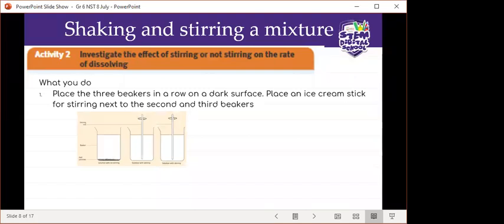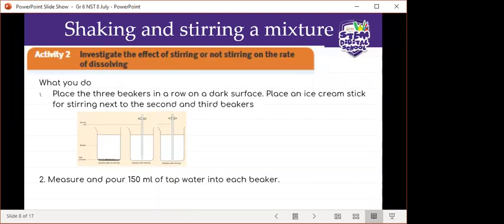So as you can see on the pictures appearing on screen, your first beaker does not have the ice cream stick, but the second one has the ice cream stick, as does the third one. Then secondly, we measure and pour 150 milliliters of tap water into each beaker.